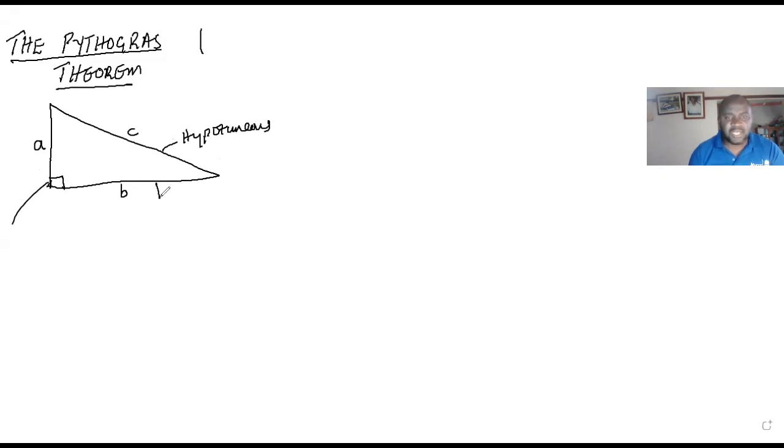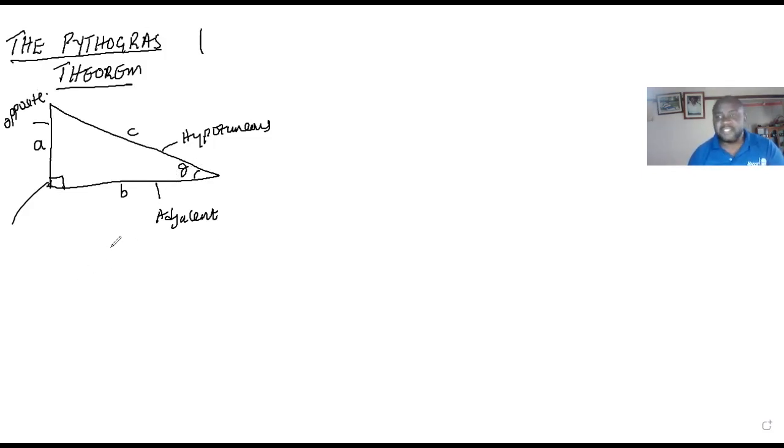Then this is what we call the adjacent. And then this side is what we call the opposite side. Those words are in reference to the angle theta subtended at the bottom.